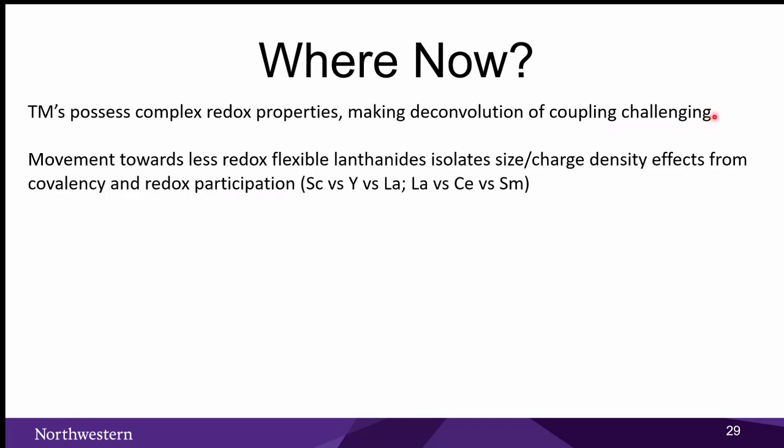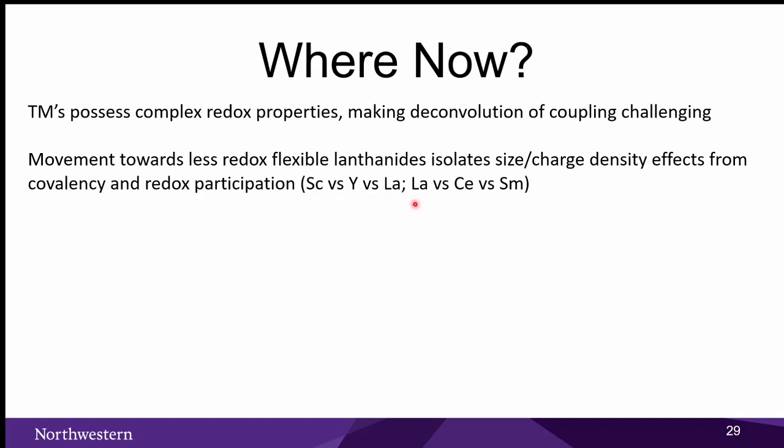But an interesting observation you can make is if you move towards the less redox flexible lanthanide series, you can isolate the size and charge effects from, for example, the coordination chemistry, and also from the redox participation. So you get 3 axes that you can move along to explore the space. For example, going from scandium, which behaves more innocently like a transition metal, to yttrium, to lanthanum, you're decreasing the amount of covalent character in those bonds. And I recognize these are not lanthanides; they're rare earths, but they have similar coordination chemistry.